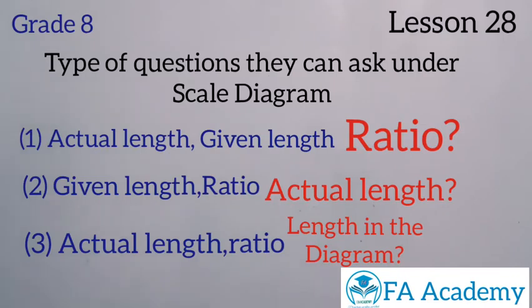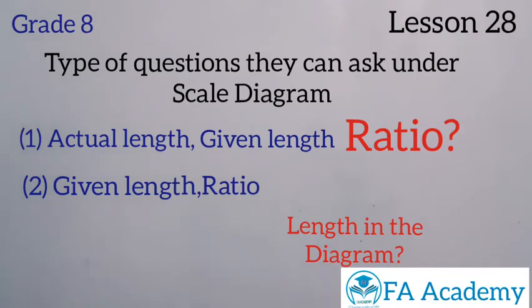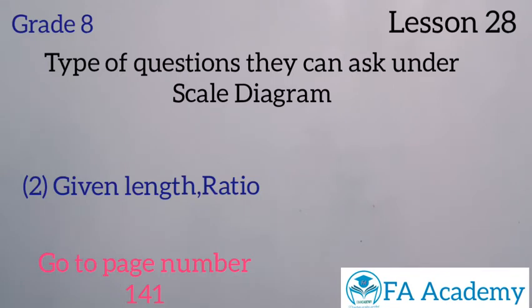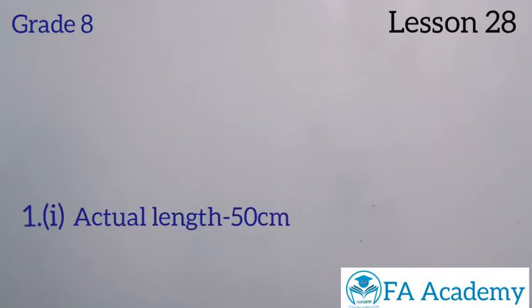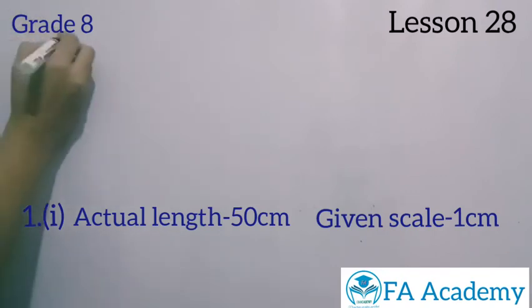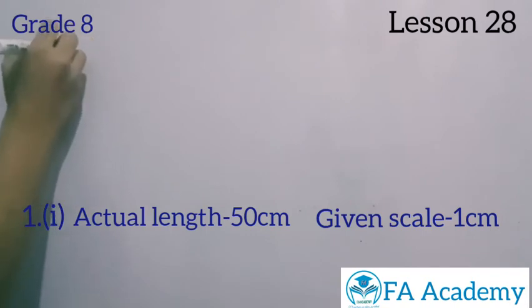So I'll take a question from your textbook. When you go to page number 141, you can see the review exercise. Question number 1, under that I am taking representing 50 centimeter of actual length by 1 centimeter in the scale drawing. So when you go to question number 1 and see the Roman number 1, under that they are asking 50 centimeter of actual length by 1 centimeter in scale drawing. So you should know how to write the scale according to the ratio.